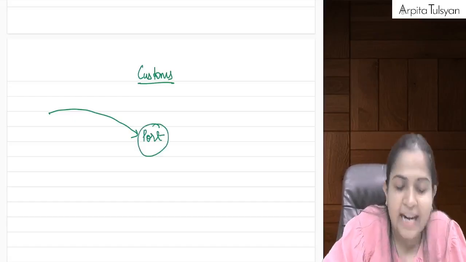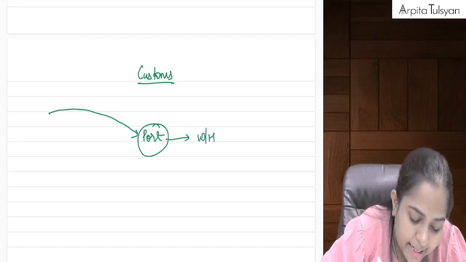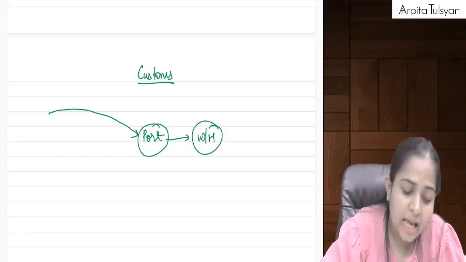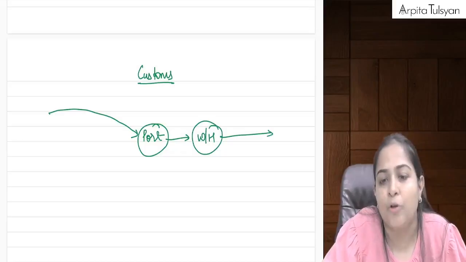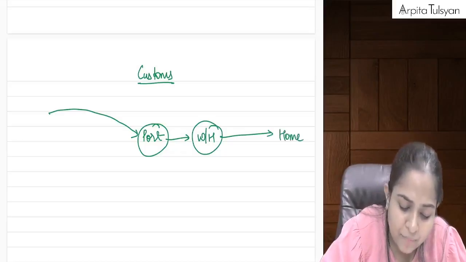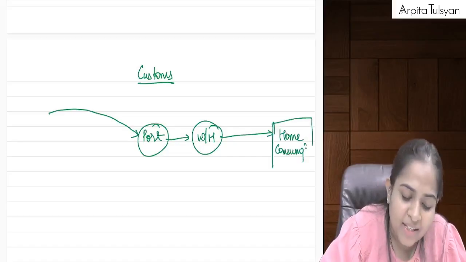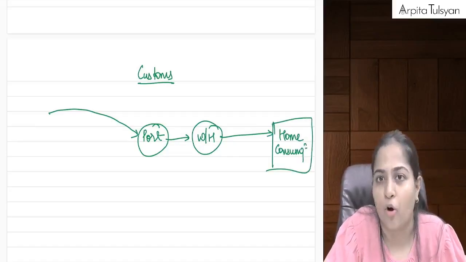After that you have got two options. Either you can deposit the goods in the warehouse, in the custom bonded warehouse, and at a later point of time, you can clear the goods for home consumption. Here home consumption does not mean personal consumption. Home consumption means you can clear the goods, you can take the goods from the customs authorities.